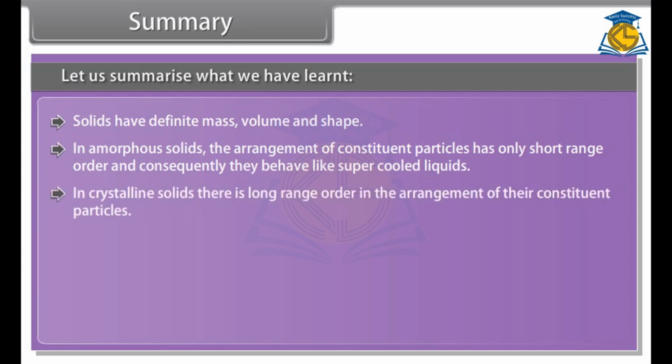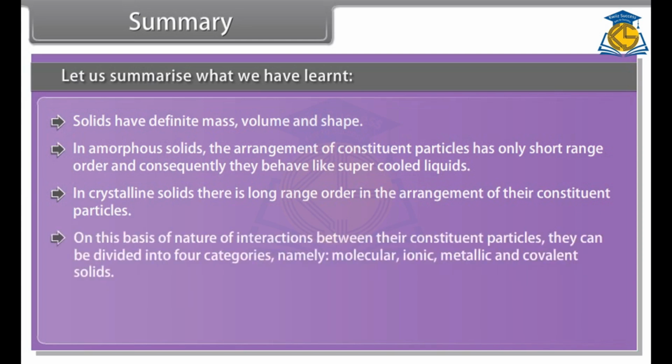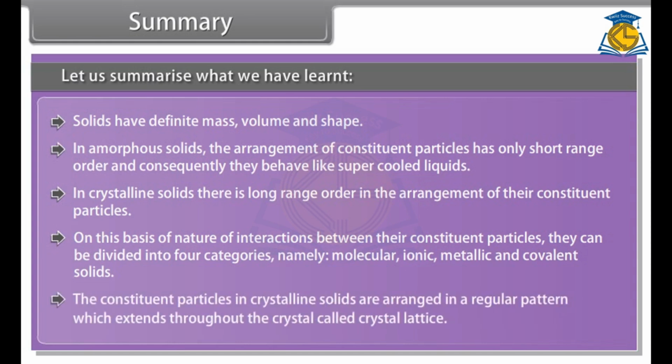In crystalline solids, there is long-range order in the arrangement of their constituent particles. On the basis of the nature of interactions between their constituent particles, they can be divided into 4 categories, namely molecular, ionic, metallic, and covalent solids. The constituent particles in crystalline solids are arranged in a regular pattern which extends throughout the crystal, called the crystal lattice.